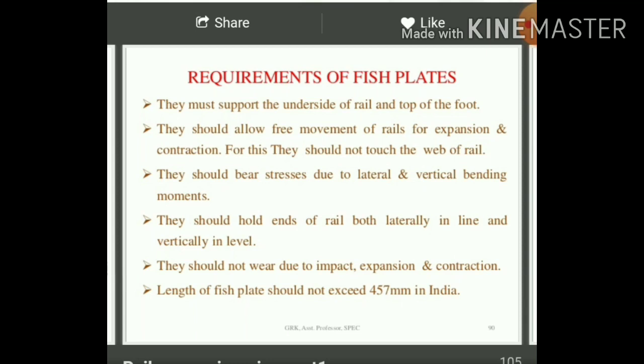So the provision of fish plates should also be convenient for the contraction and expansion of the rails without undergoing any failure or causing any damage to the rails. Okay? And the length of a fish plate should not exceed 475 mm in India.